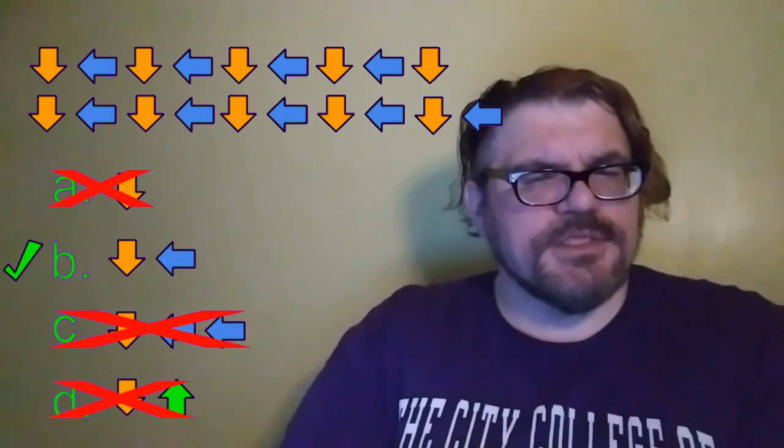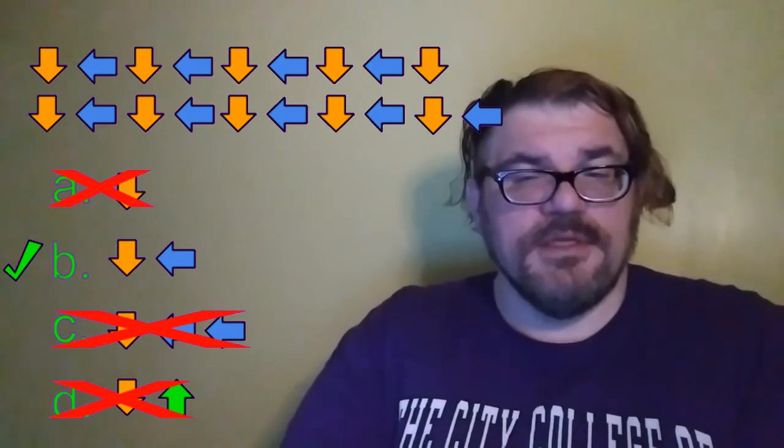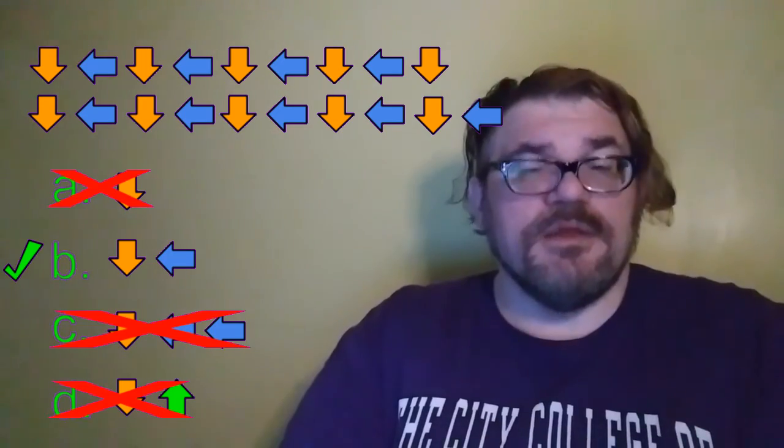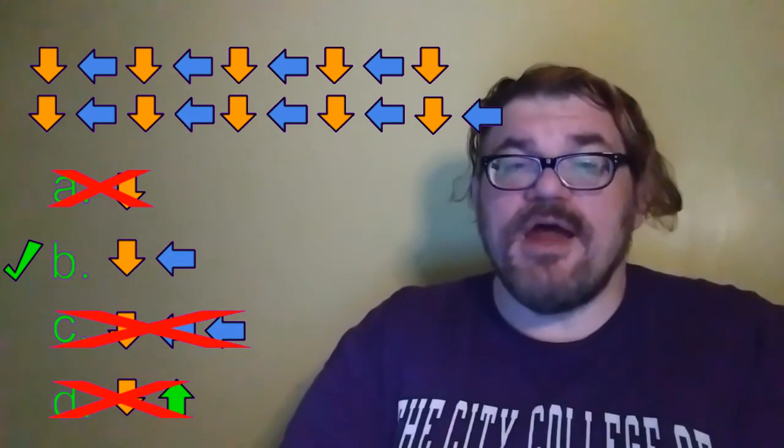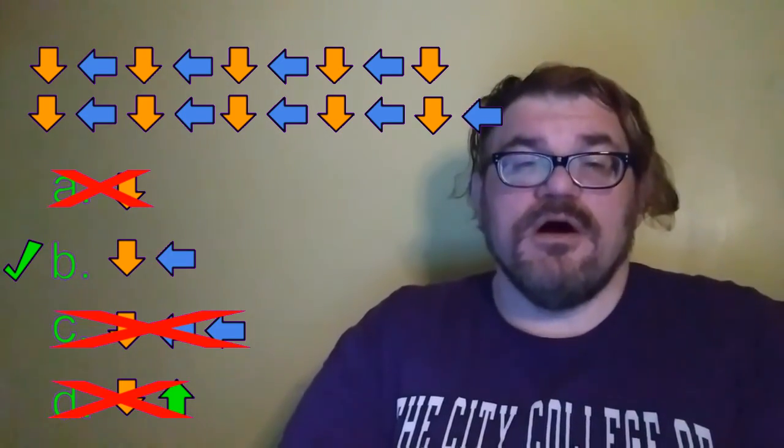Now this ends in just an orange arrow, but that's just because that's where it ends. The pattern is still the same. The pattern is still down orange arrow, left blue arrow, down orange arrow, left blue arrow. So the pattern is just these two, over and over.